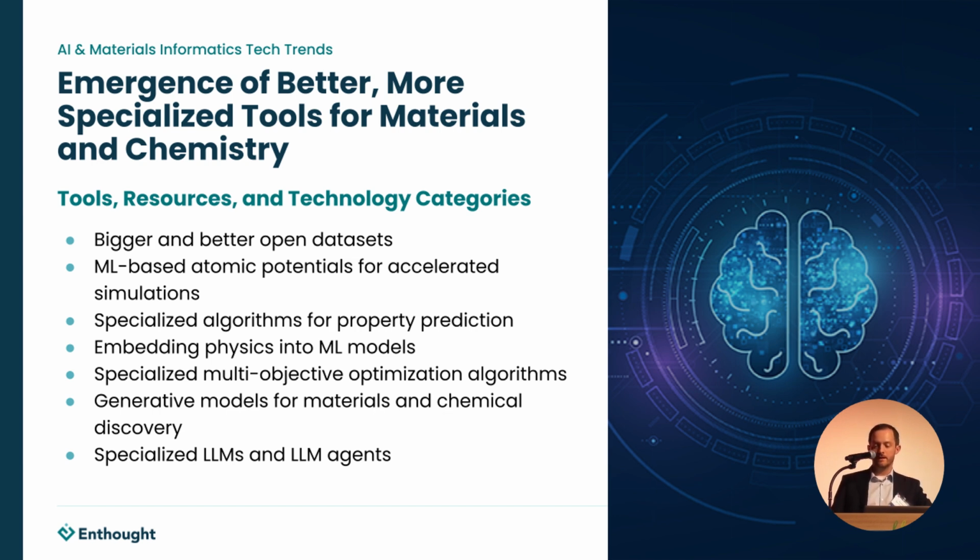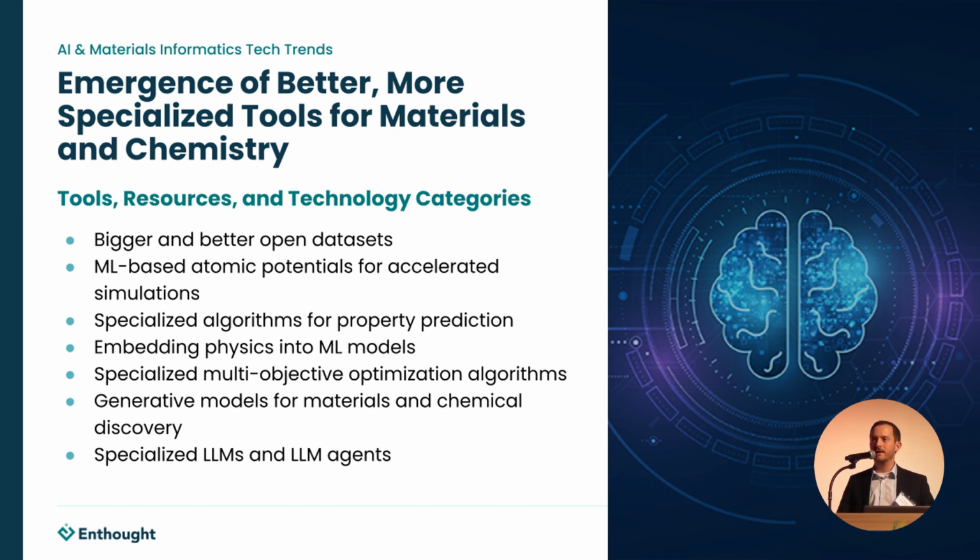Literally every week, there are new and improved open source technologies and tools released that make complex materials discovery, development, and design problems easier and faster. There are bigger and better open data sets for training models and testing algorithms. There are foundation machine learning models for atomic potentials that are accelerating ab initio simulations. There are machine learning model architectures optimized for property prediction. There are new ways of embedding known physical relationships into machine learning models so that you can increase the accuracy of the model with less data.